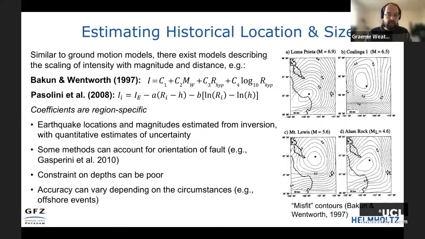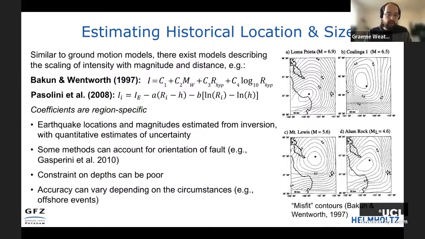Some of these methods can account for orientations of the fault as well. Very often, though, they focus particularly on location and magnitude. In these cases, constraints on depths can be poor. Obviously, these models have a lot of uncertainty, particularly as you go further back in the catalogue when you're constrained by fewer and fewer data.